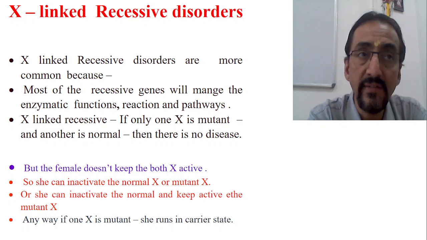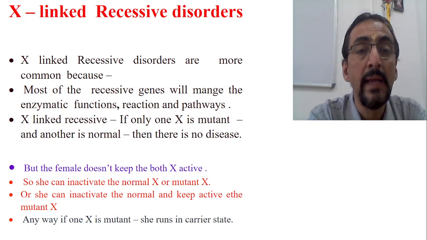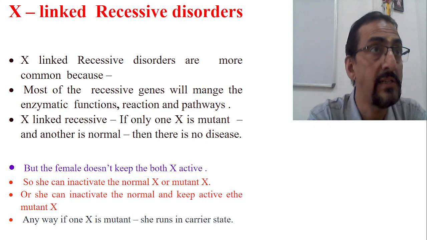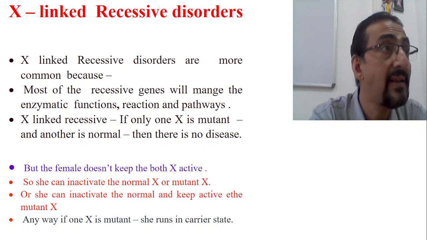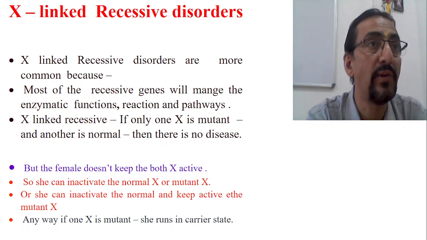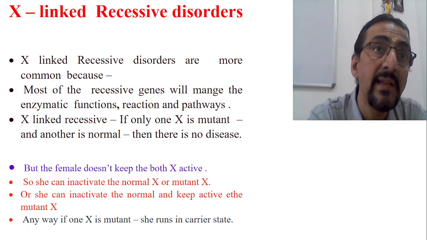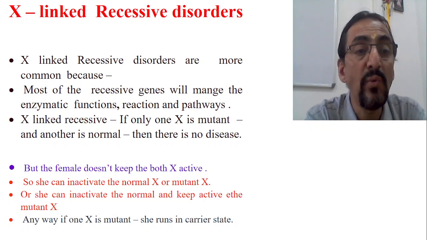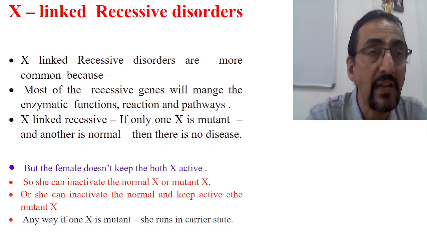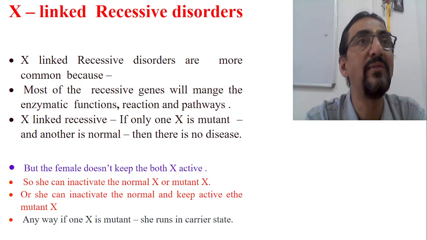Okay, so if I say X-linked recessive, if only one X is mutant, then another X is normal. So there is no disease. In case of a female child, usually we have two X. If at all one is mutant, another X is going to do the work and there is no disease. This is what we actually think. But actually it is not like that.